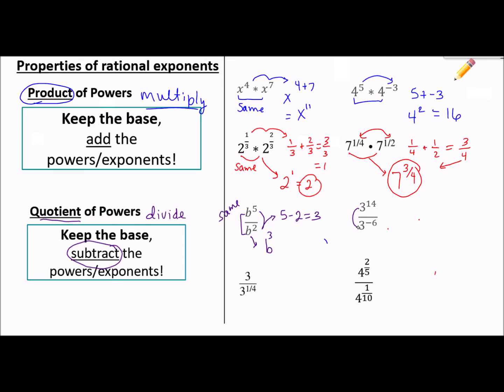Same thing over here. Same base. So we can subtract the power. Now be careful with subtracting powers, because notice this bottom one right here is negative. So it would actually be 14 minus negative 6, which is plus. That gives us a power of 20. So you take that base, put that power on it, and that's the answer.